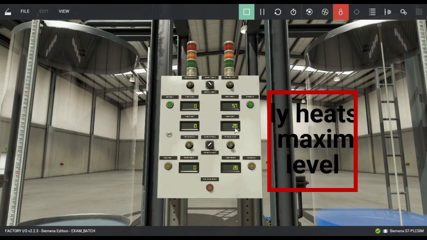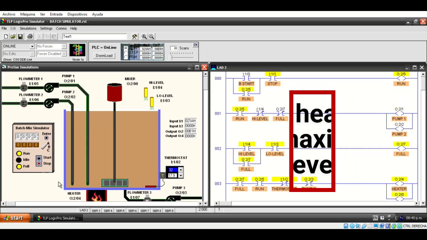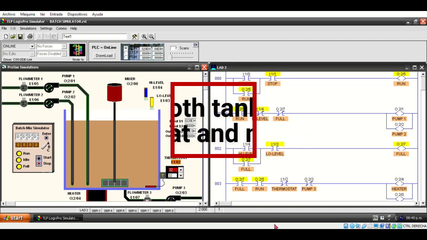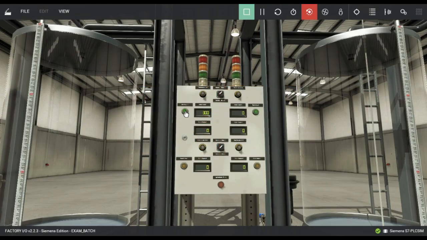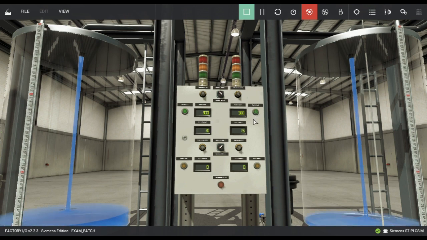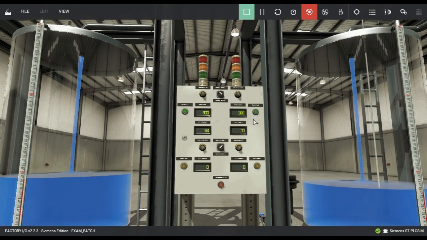And finally, the batch only runs at the maximum level, which is why it can be seen here that the only time the process mixes and heats is when it reaches its maximum level.